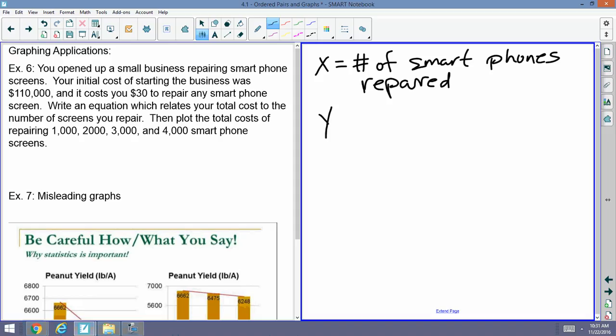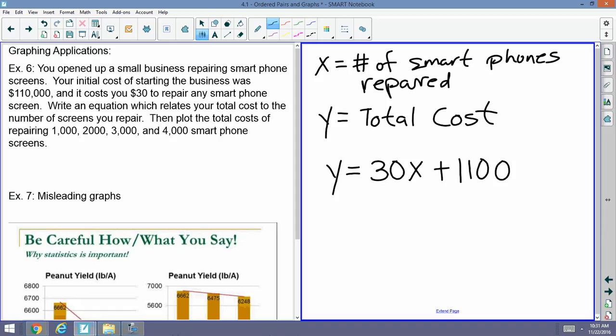Y, in this particular case, is going to be my total cost. Okay, this isn't what I'm earning. I haven't said how much I'm charging. This is not an earning. This is an expense. This is a cost. So now that I labeled my total cost Y, Y equals $30 per phone that I repair, X, plus the $110,000 that I had to start with. That's my total cost equation.